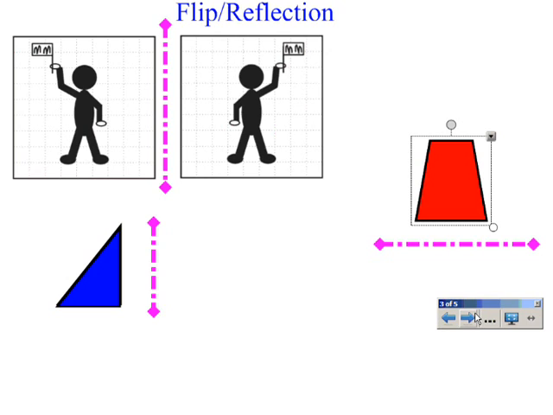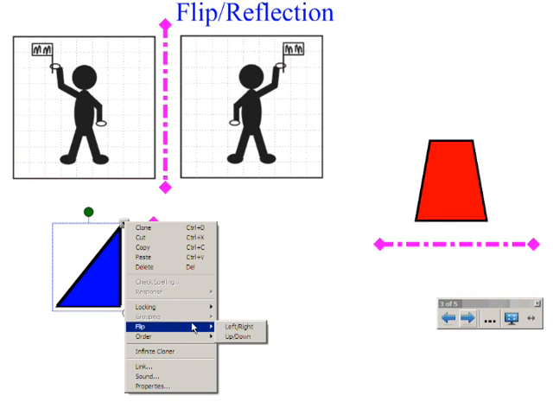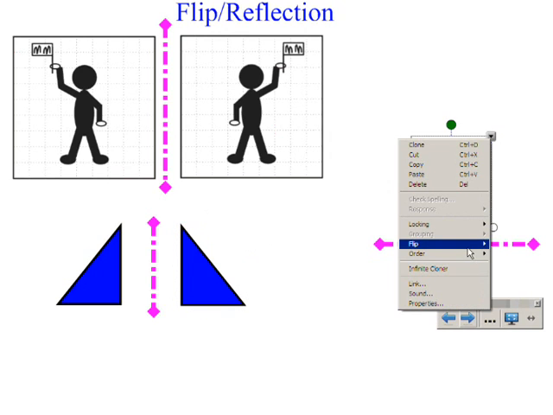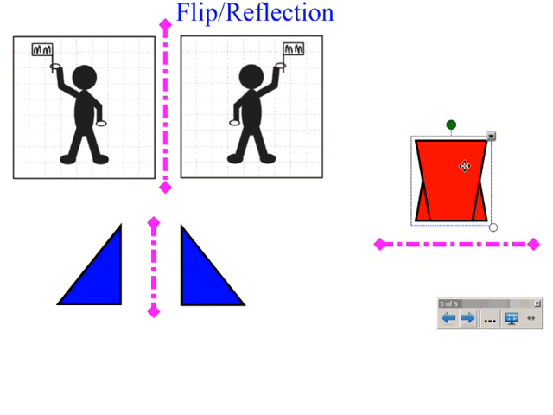A flip is a little bit different. In a flip, you will see the mirror image of a shape, as if you were looking in the mirror. We can flip left to right, or we can flip up and down.